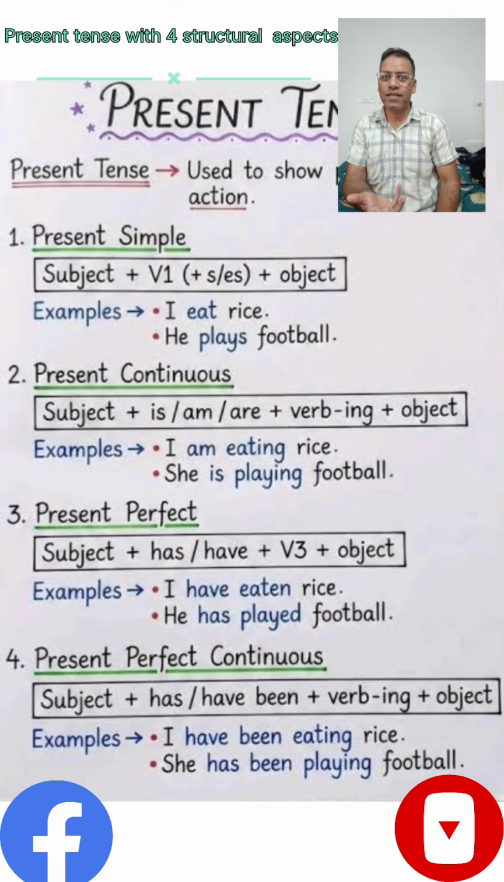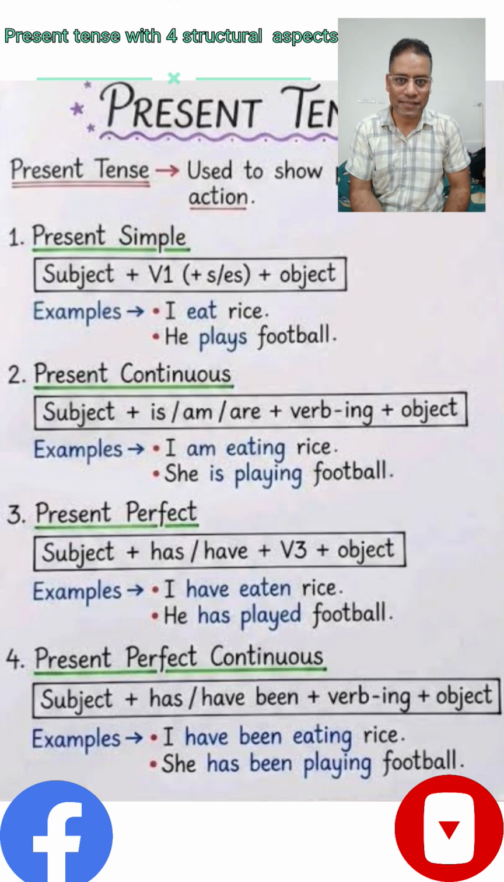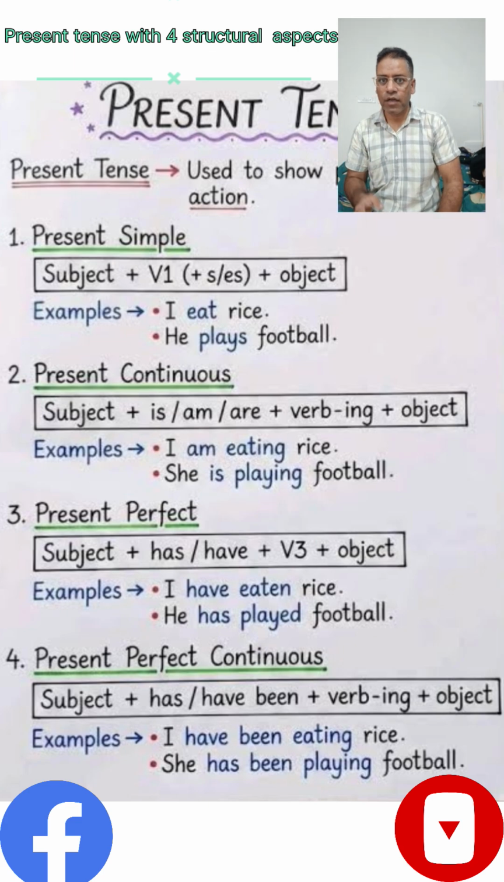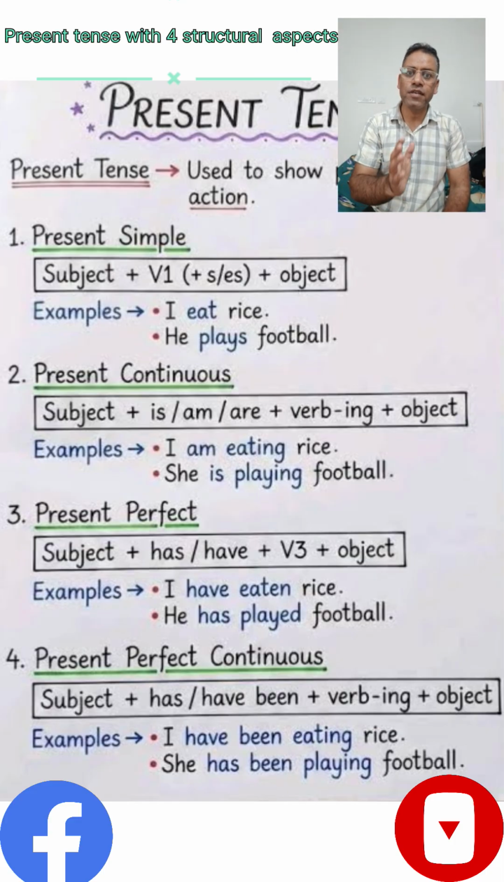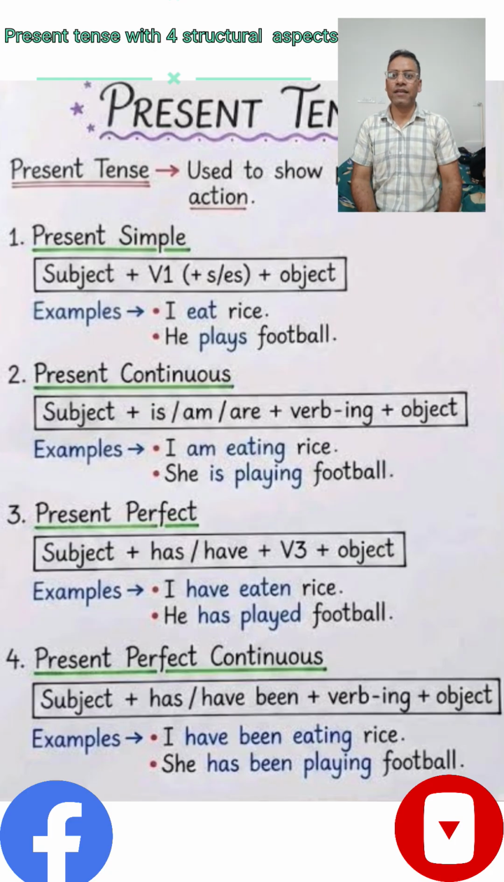Let's go for the examples. In the examples we have I am eating rice. I acts as the subject, the agent of the verb. As per the grammatical rules, am always goes as a helping verb with I. Am is a helping verb, eating is the main verb, and rice is an object. So, I am eating rice. Likewise, for the second example, we can say she is playing football. Here she acts as a subject, is again acts as a helping verb, play with the ing form acts as a main verb, and football acts as an object.